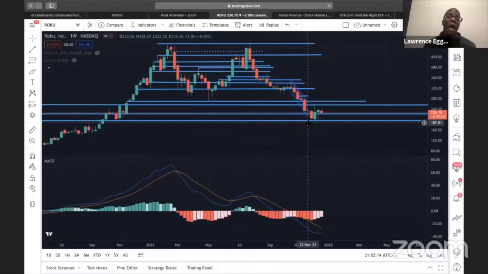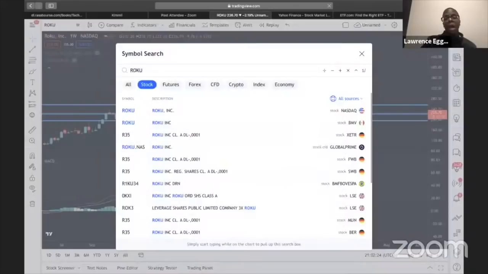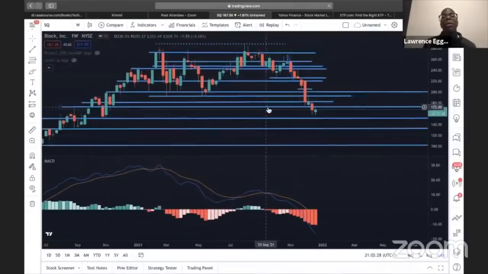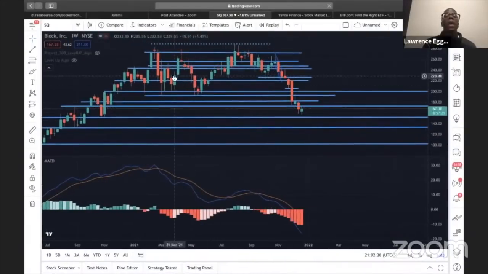If you're going to options trade, it's not just about saying, well, I like Apple, let me just go out and buy an Apple option. We want to make sure that we're actually looking at stocks in a proper way. I know everyone's favorite on here, a lot of people really love Square. Square, similar thing. We had a double top pattern play out here. A double top is a bearish reversal pattern.